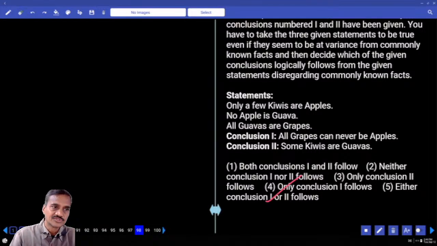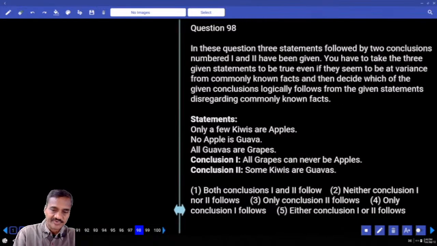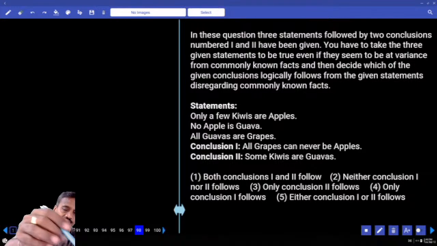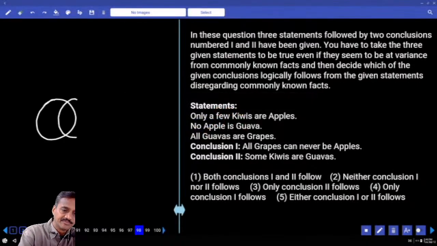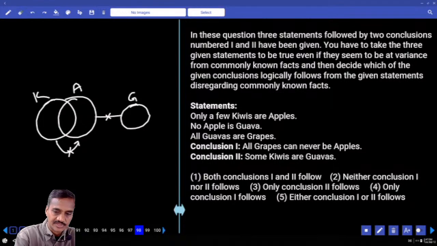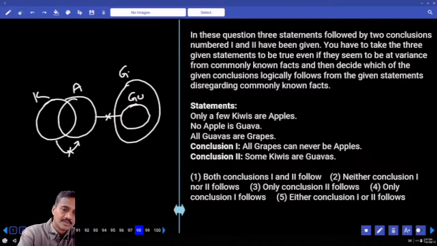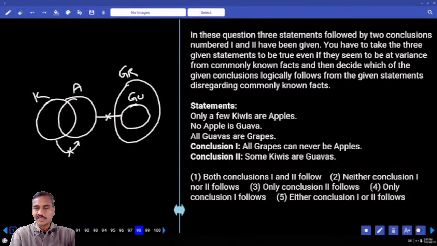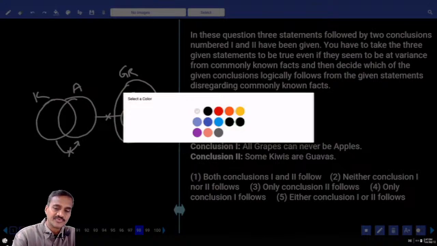Now these 3 are based on syllogisms. Definitely under the first priority here, only a few kiwis are apple. Only some of the kiwis are apple, kiwi and an apple. Now kiwis and an apple, only some of the kiwis are apple but not all. No apple is guava. No intersection between apple and a guava. And next one, all these guavas are what? This entire guava is a part of grape. Then, first one, all grapes can never be apples. This entire grape cannot be a part of apple.